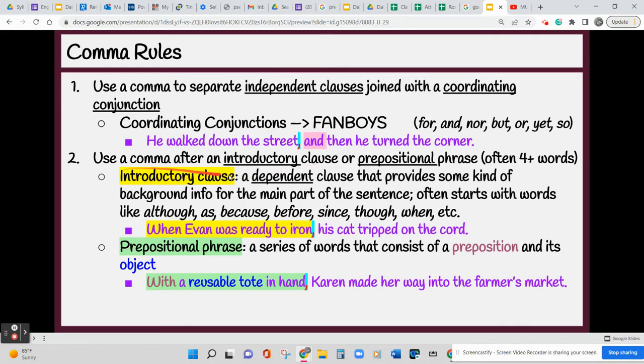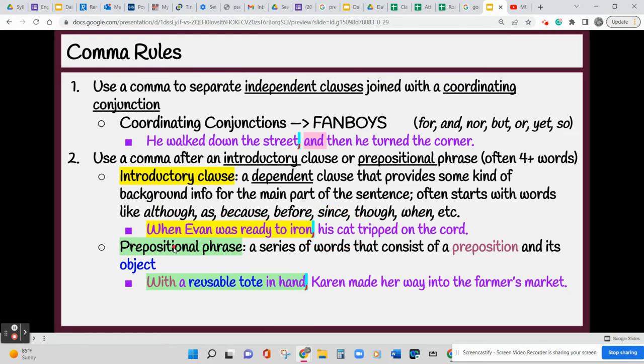Rule number 2. We use a comma after an introductory clause or prepositional phrase. These are typically going to be anywhere from 3 to 4 or more words. So an introductory clause is a dependent clause, so it's the opposite of this one that we saw here. A dependent clause, remember, cannot stand on its own as a sentence. So an introductory clause is a group of words that provide some kind of background information for the main part of the sentence. It could start with the word although, or as, because, before, since, though, when, and so on and so forth.